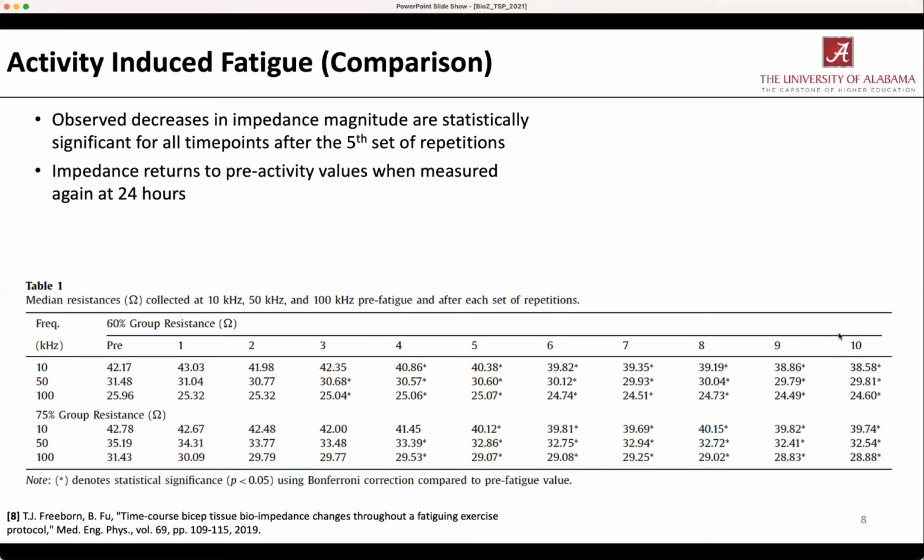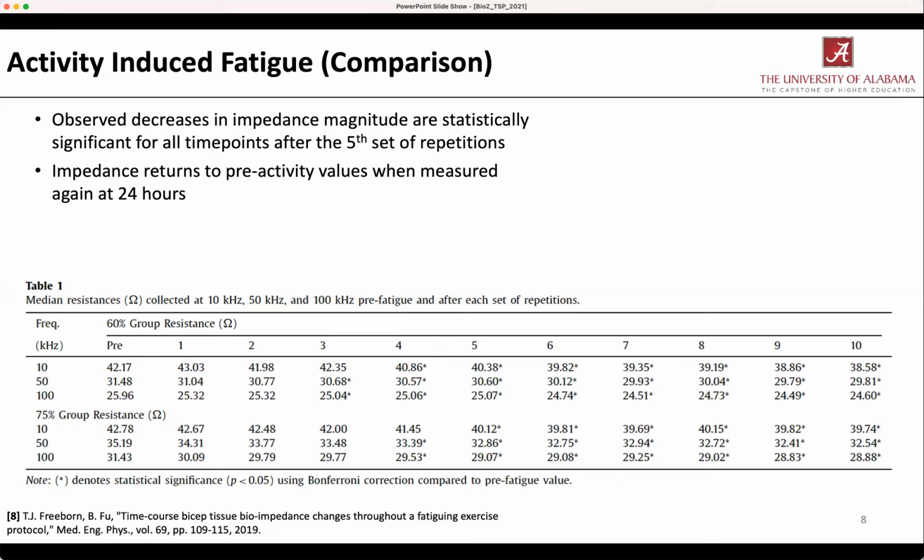So we do see alterations over time throughout this set. What's interesting though, on the measurement of these participants 24 hours later, the tissue impedance had returned to near baseline value. So it was very close to the pre-values, with no statistically significant difference 24 hours later. So whatever alterations had occurred in the tissue as a result of that activity had resolved within 24 hours.